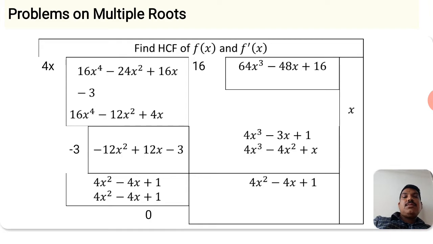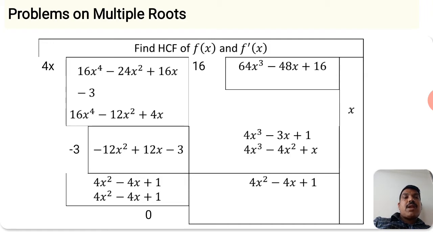Then we divide by minus 3 because of the minus 12x square; when simplifying, the minus gets cancelled. So 4x square minus 4x plus 1 when dividing by 3. So now f' divided, we have 4x cube minus 3x plus 1. Then we multiply by x: x into 4x square minus 4x plus 1 gives 4x to the power of 3 minus 4x square plus x.